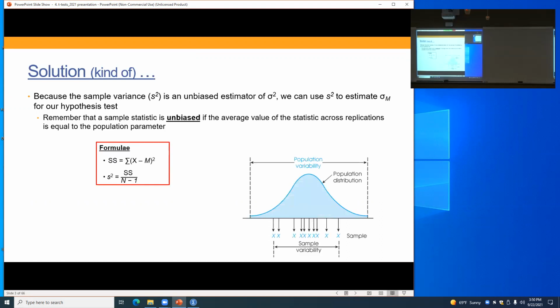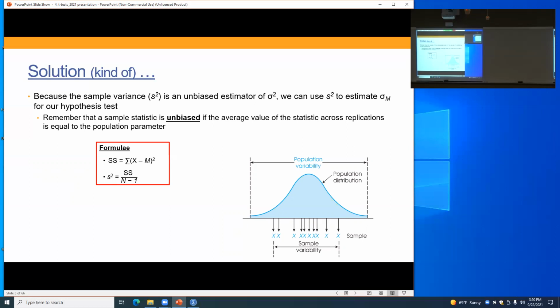Remember that our formula for sample variance is the sum of squared deviations, and we take that sum of squares and divide it by n minus 1. Katie, why do we divide by n minus 1? Do you remember why we divided by n minus 1 instead of n? Can anybody help her out? It has to do with degrees of freedom. Emily? Doesn't it help minimize error?